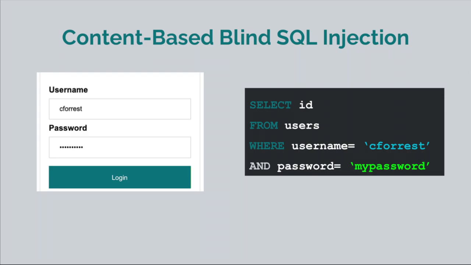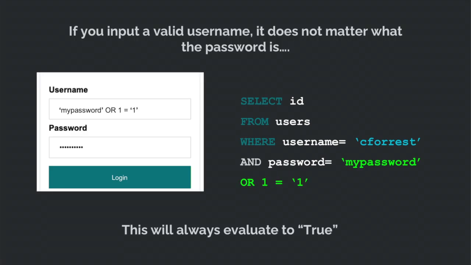So let's walk through the SQL query. We have select ID, ID being a column, from users, the data table users, where username is equal to cforest and password is equal to my password. So if the login allows the user to type in SQL as a password, we can use that to bypass a login. So what we're going to do is add some SQL where it's not expected.